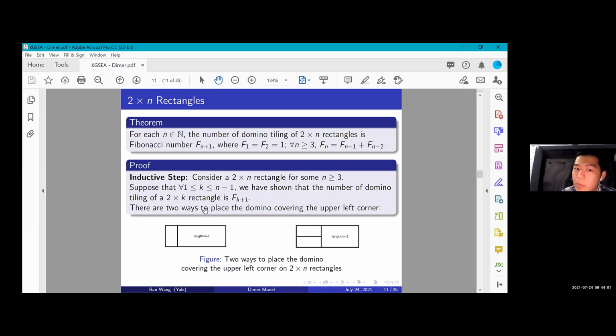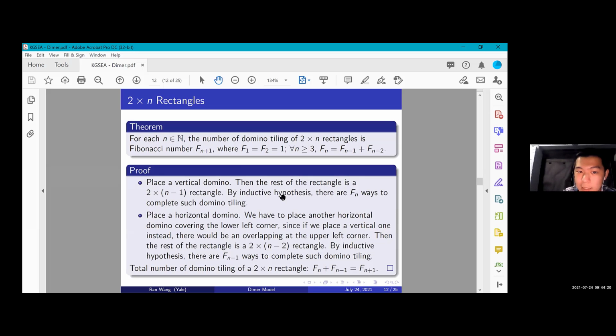So how many domino tilings can we tile this 2 times n minus 1 rectangle with? We can tile it in f n ways. It means f n minus 1 plus 1, so it's f n, okay? So this is the step here, this part. So there are f n ways to complete such dominoes.